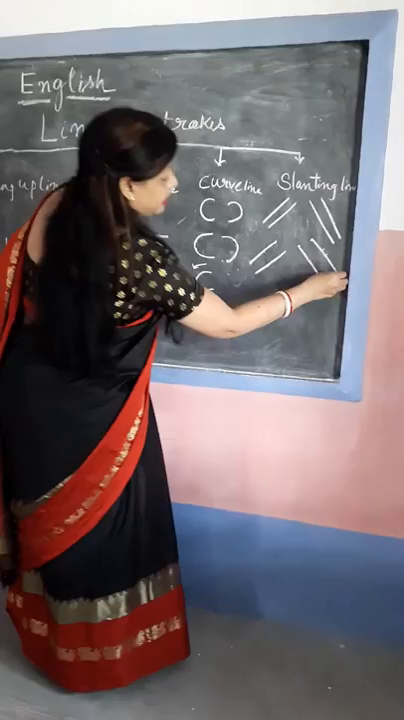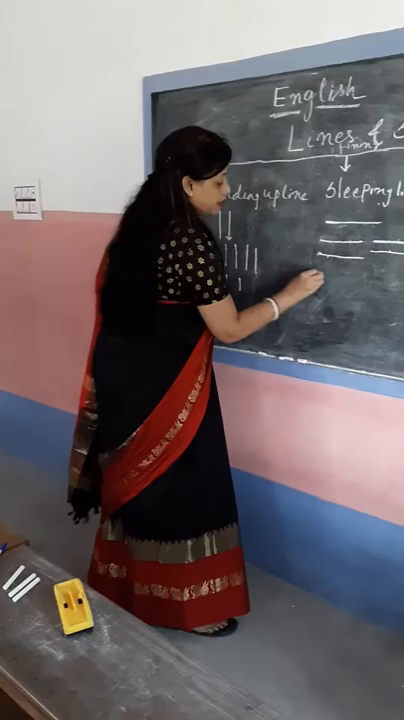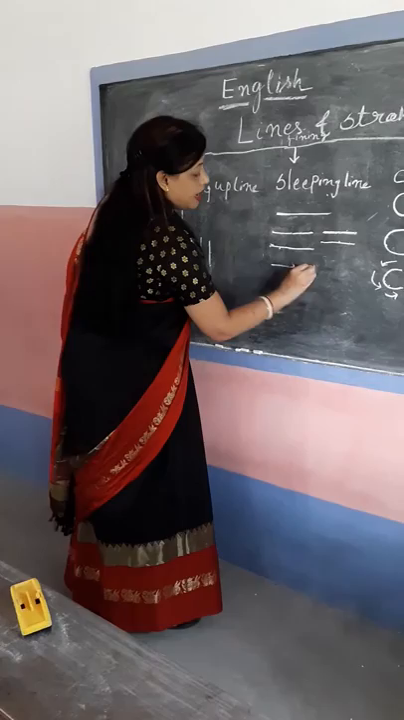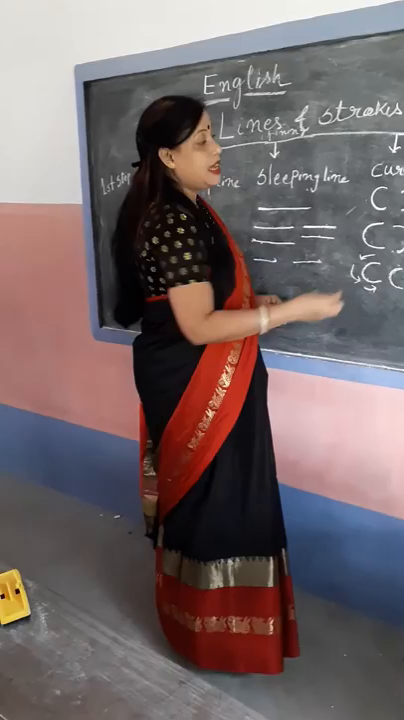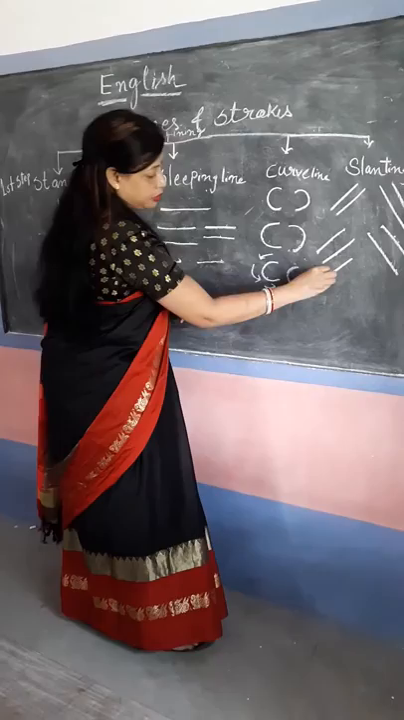And in the sleeping line, you have to leave two dots over here and tell them to trace it. They will trace it nicely. Again, two dots, join the line. And in this curve line, you will do like this and trace it. And in the slanting line, give two dots over here and tell them to join this.